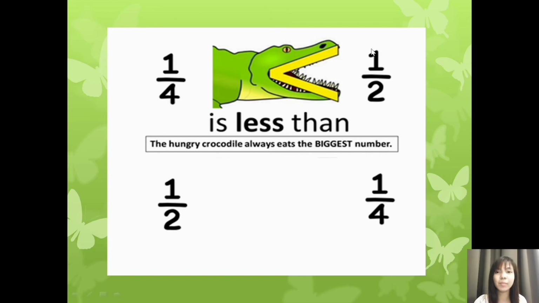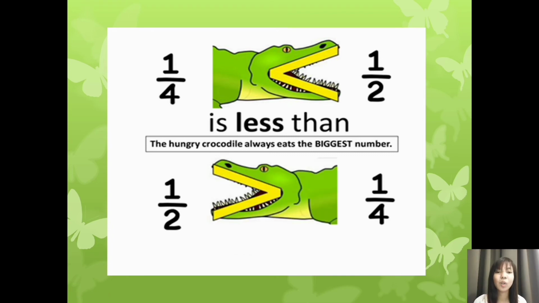They have the same numerator, 1. So the 4 here gives the lesser value of the fraction. So 1/4 is less than 1/2. The hungry crocodile or the alligator always eats the biggest number. So the biggest number is 1/2 here. Or reversing it, 1/4 is less than 1/2, or 1/2 is greater than 1/4. Okay, understand? Okay, bear with me, guys.